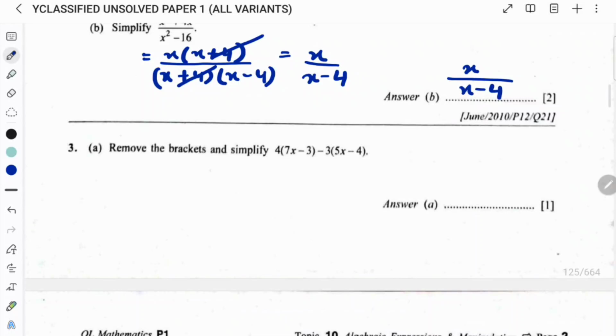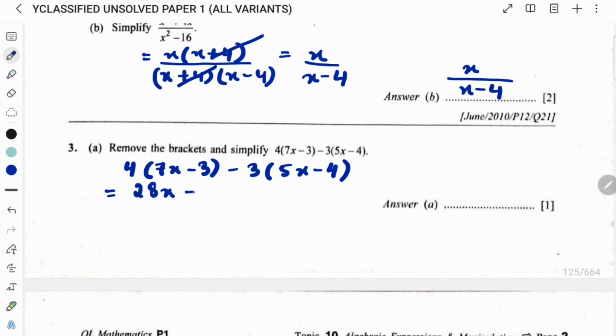In question number 3, remove the brackets and simplify. Obviously, it's a question of expansion. So you have 4 times 7x minus 3 and minus 3 times 5x minus 4. I didn't do anything, I just copied down the question. Okay, 4 7s are 28, 28x, and 4 3s are 12, minus 12. Now it's a minus sign, that's why the inner signs will change. So 3 times 5 is 15x plus 3 4s are 12.